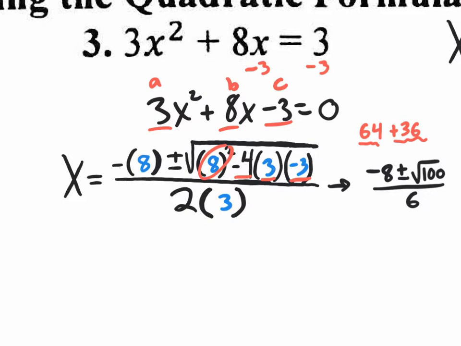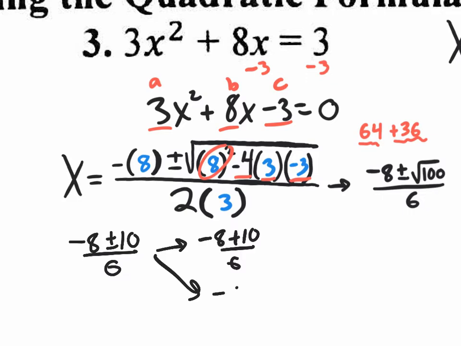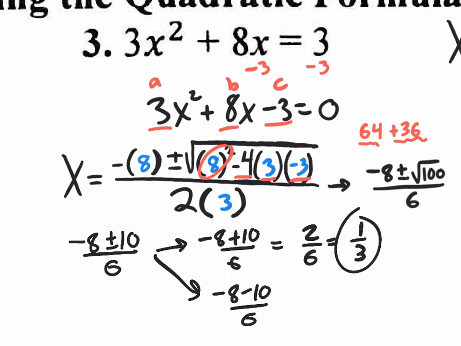What's the square root of 100? 10. So I really have negative 8 plus or minus 10 divided by 6. So that's really two situations. Negative 8 plus 10 divided by 6, and also negative 8 minus 10 divided by 6. Up here, negative 8 plus 10, that's 2. 2 divided by 6, that's simply 1/3. You reduce it, there's your answer.